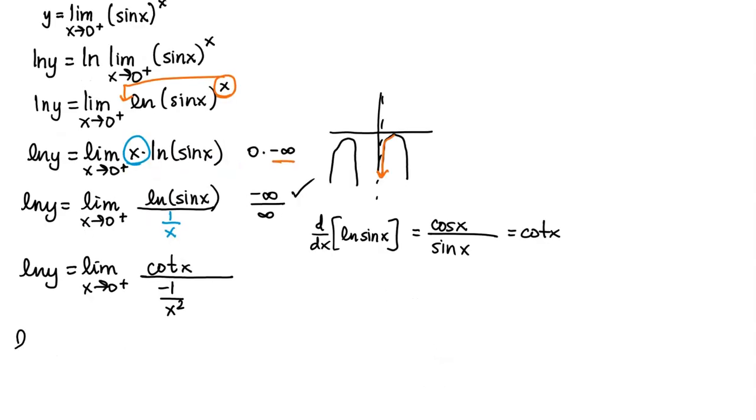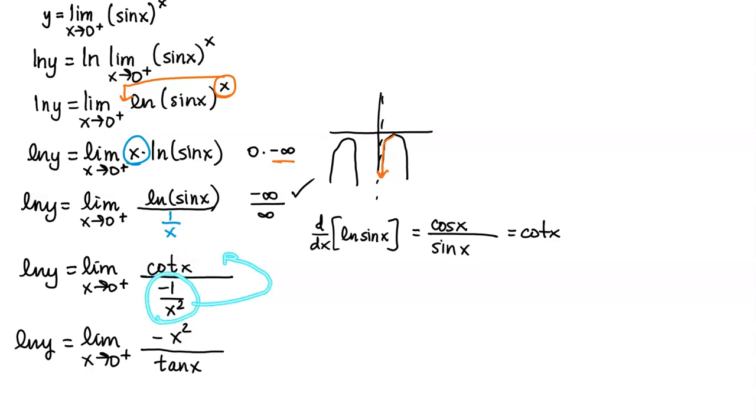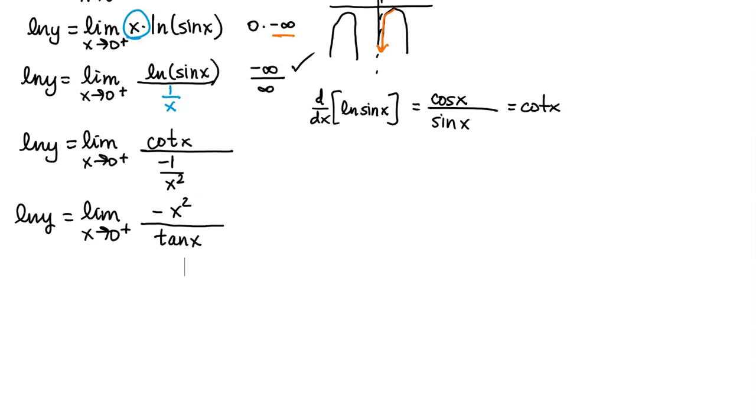I'm going to simplify this expression before I apply direct substitution to see if we're now able to evaluate the limit, because I can write this as a negative x squared divided by tangent x. I essentially just took the cotangent and sent it to the denominator as its reciprocal, and I took the negative 1 over x squared and sent it to the numerator as its reciprocal. Now, if we were to apply direct substitution, we would land with the indeterminate form of 0 over 0, which is a valid indeterminate form for us to be able to apply L'Hopital's rule.